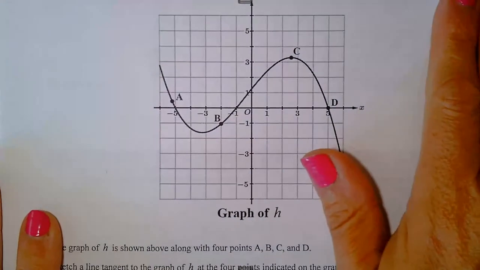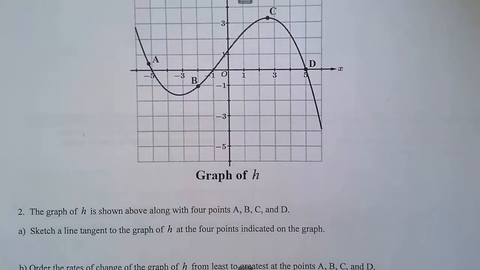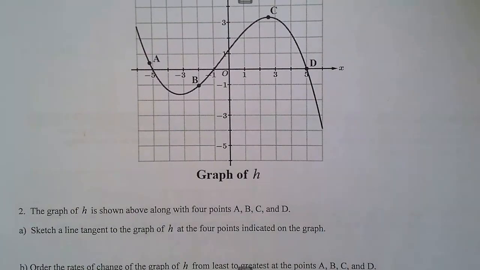Okay. Next one, here's a graph. The graph of H is shown with 4 points, A, B, C, and D. Sketch a line tangent to the graph of H at the 4 points indicated on the graph. Okay, I don't think you've ever seen that before, have you?